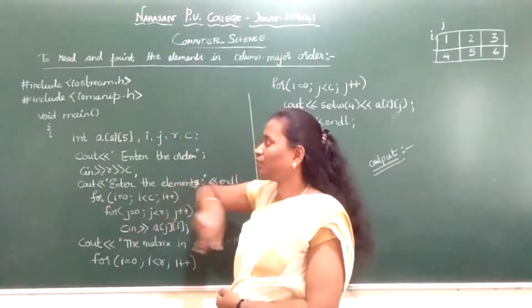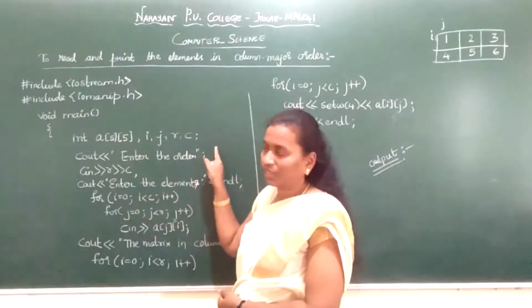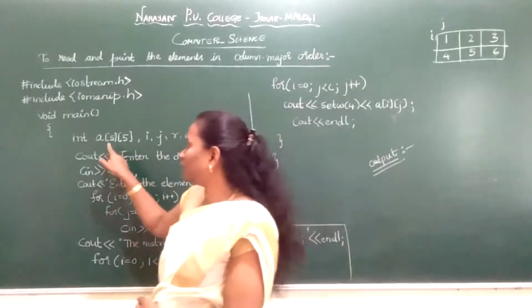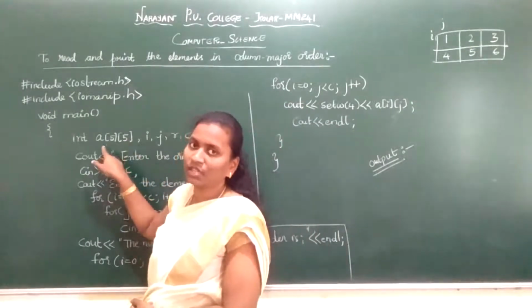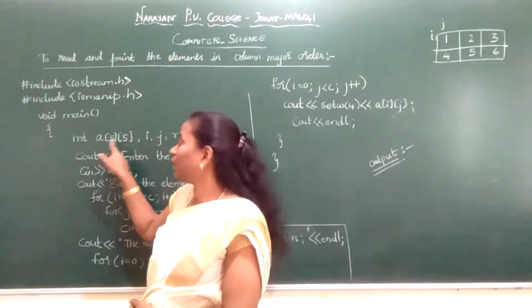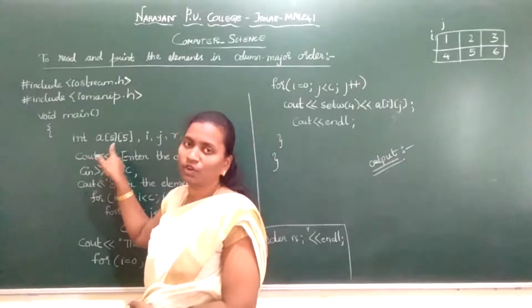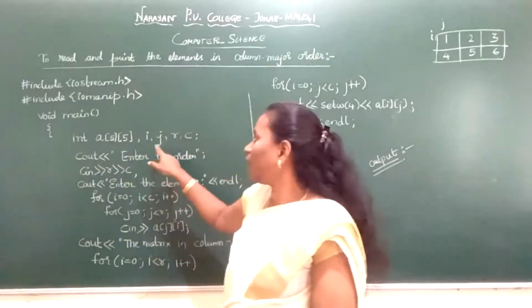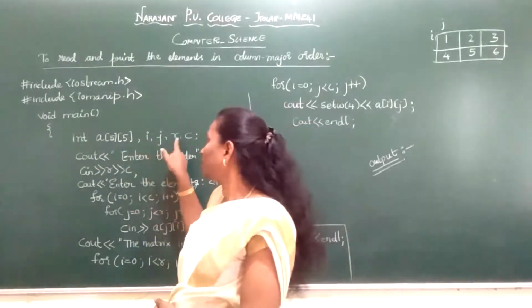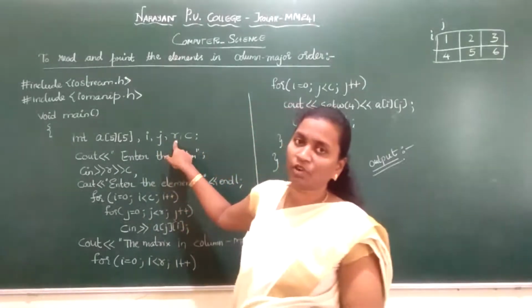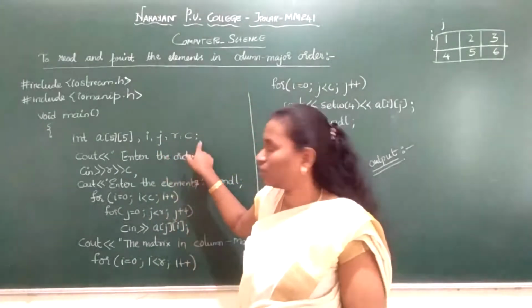The program starts from the main function. Here I have given the declaration of an integer 5 cross 5 matrix. This is a two-dimensional array, so we have two subscripts, one for row and one for column. I have i for row, j for column, and r for the number of rows, c for the number of columns.